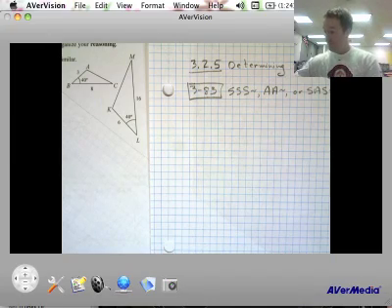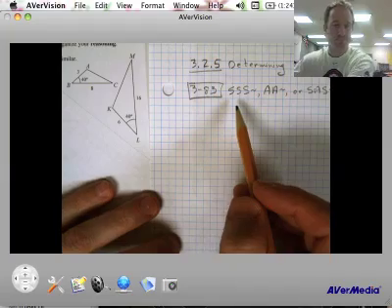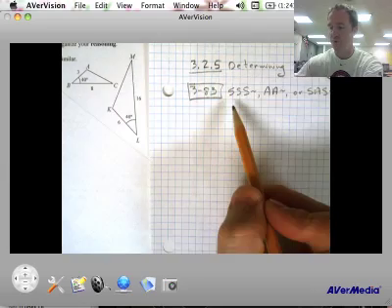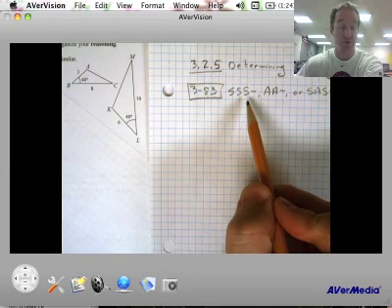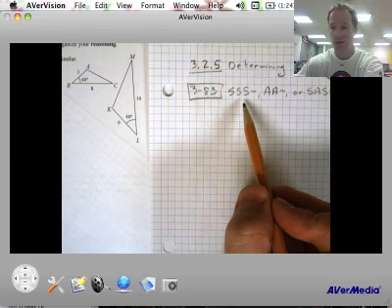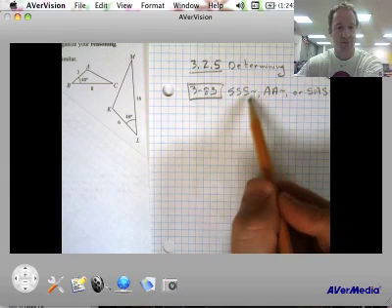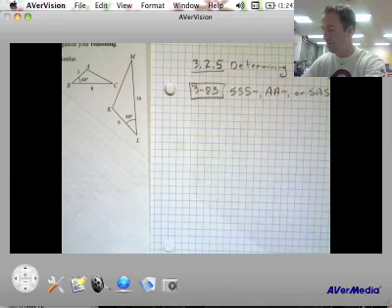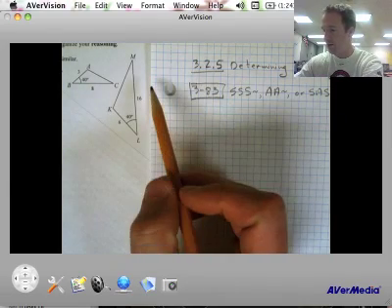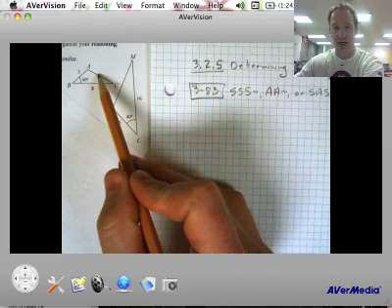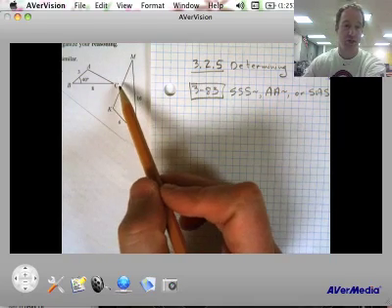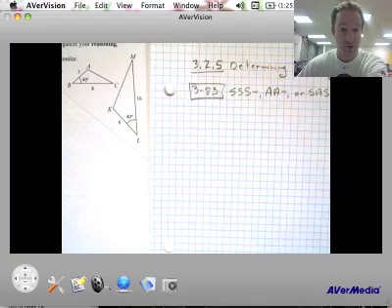For side, side, side, we would need to be able to check all three pairs of sides, all three pairs of side ratios. So do we know all the sides in those two triangles? Could we find them if we needed to? Well, we don't know this side, and we don't know this side. The only way we can find a missing side right now is using the Pythagorean theorem.